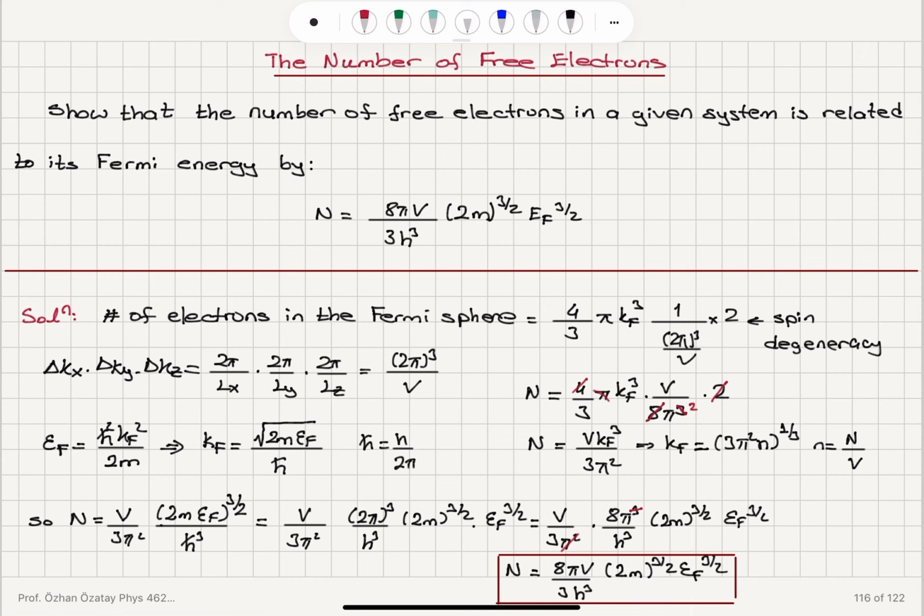So if we substitute this Fermi wave vector into this equation, V over 3 pi squared times kF cube is V over 3 pi squared times 2m E Fermi to the power 3 halves divided by h bar cube. Then we substitute h bar as h over 2 pi. We obtain our final result after the simplifications, 8 pi V over 3h cube, 2m to the 3 halves, E Fermi to the 3 halves. That's exactly the given equation.